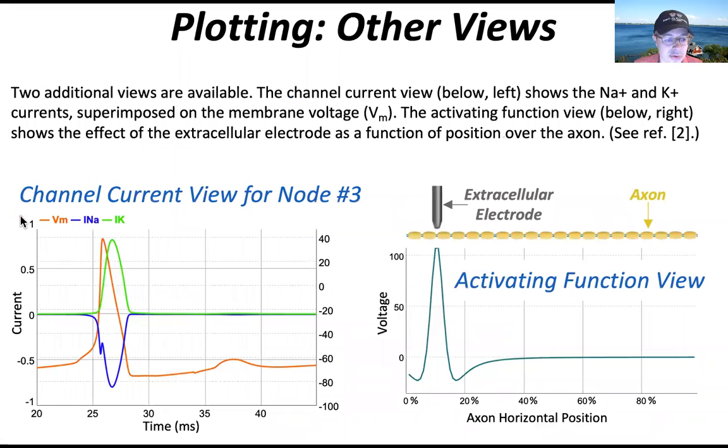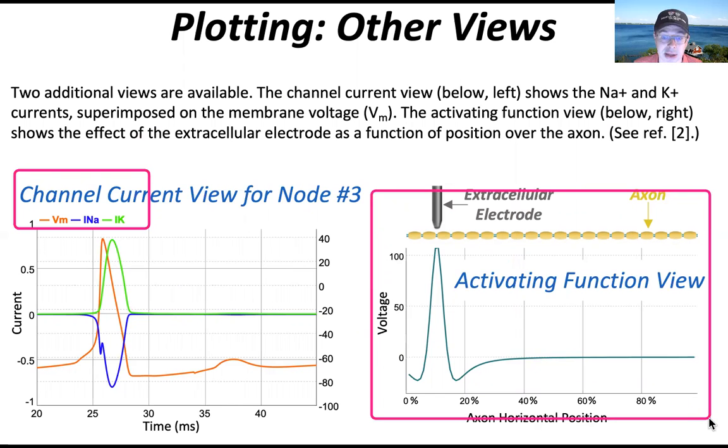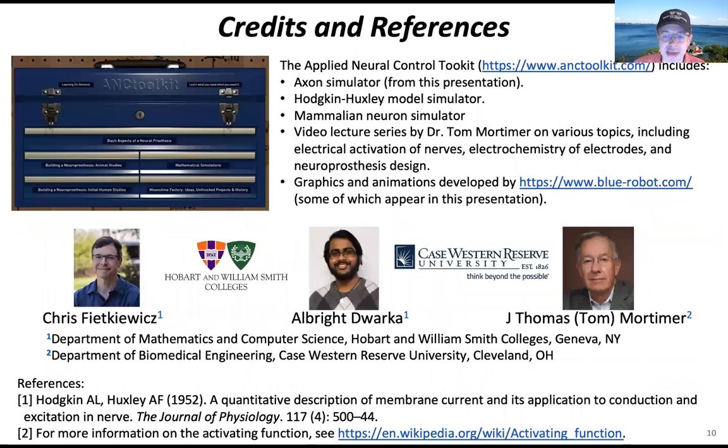Other views include looking at channel currents, such as sodium and potassium, and the activation function, which is useful for understanding how neurons or axons are stimulated depending on where the extracellular electrode is, and can be visualized using a plot that's available.